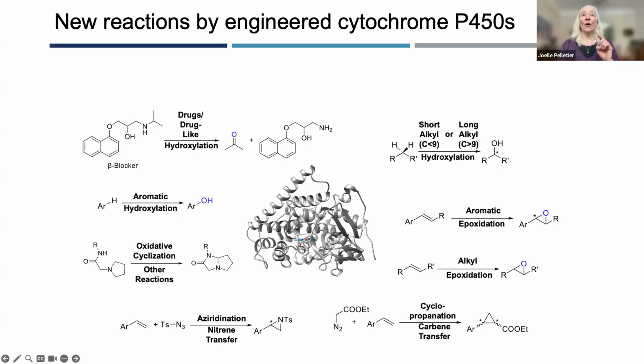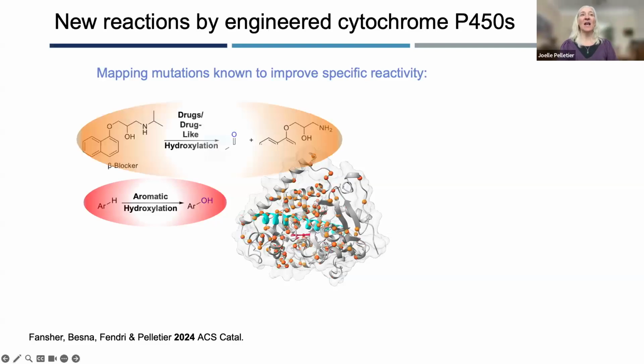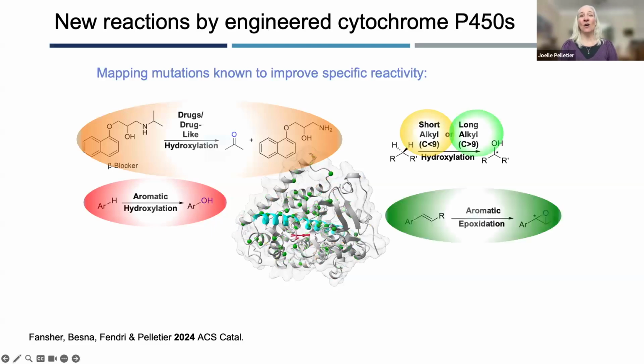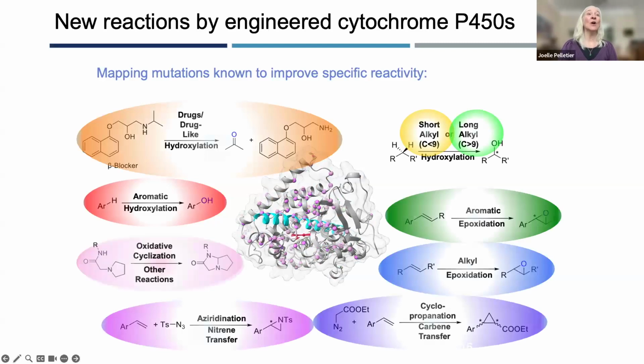Now, what are the mutations or the substitutions that give rise to these different reactions? If we look first at aromatic hydroxylation, in red spheres I'm illustrating all the residues that have been associated with literature reports of new or improved aromatic hydroxylation. And then if we go to drug and drug-like hydroxylation, these residues differ. And they differ again for the reaction on short alkyl chains, long alkyl chains, aromatic epoxidation, alkyl epoxidation, cyclopropanation, carbene, nitrene transfer. So we have this mass of information.